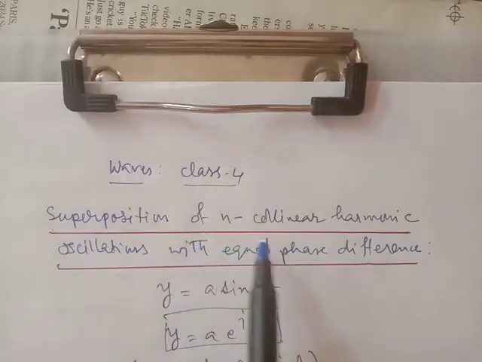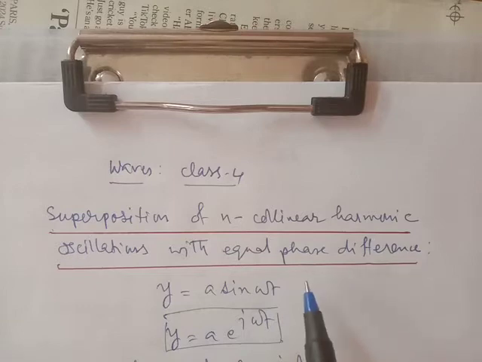Superposition of n collinear harmonic oscillations with equal phase difference. Before going to discuss this topic, I would like to tell about representation of simple harmonic motion. Earlier we represented a simple harmonic motion in terms of displacement given by y equal to a sine omega t. This is a sine function. So a SHM may also be represented in terms of cosine function also.